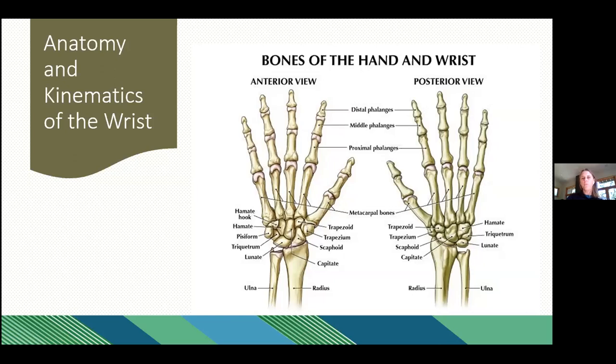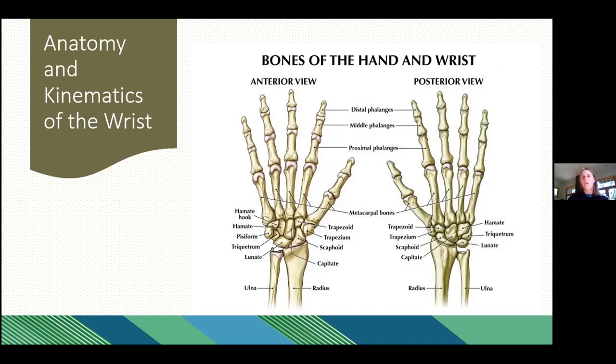There's also some motion that occurs between what we call the midcarpal joints. So the proximal row of the carpal bones, as well as the distal row. So the other bones like the hamate, the pisiform, the capitate, and the trapezoid. Those contribute also to the motion of the wrist.